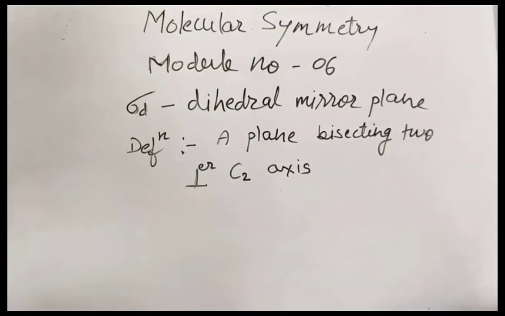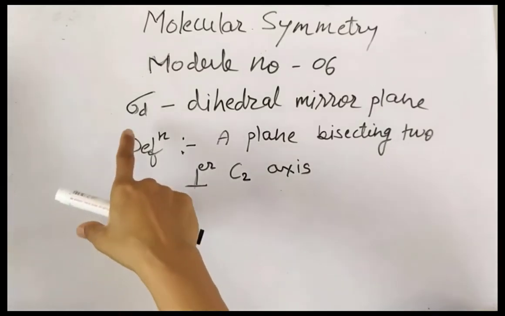What is the definition of a vertical mirror plane? A plane that is parallel to the principal axis. What is the definition of a horizontal mirror plane? A plane that is perpendicular to the principal axis. Means sigma V and sigma H we have decided with respect to the principal axis.